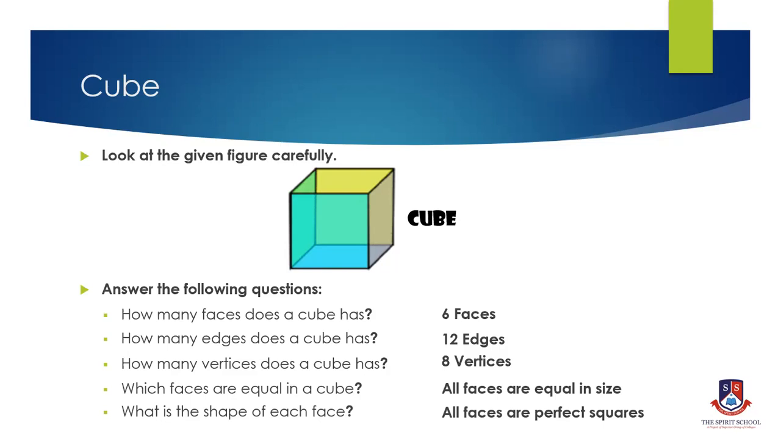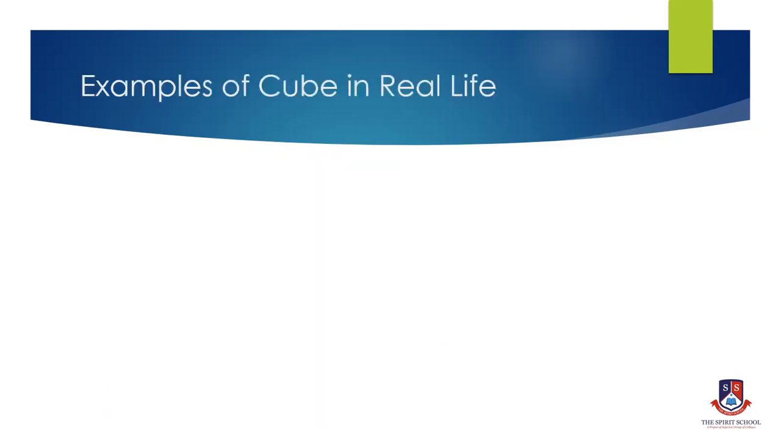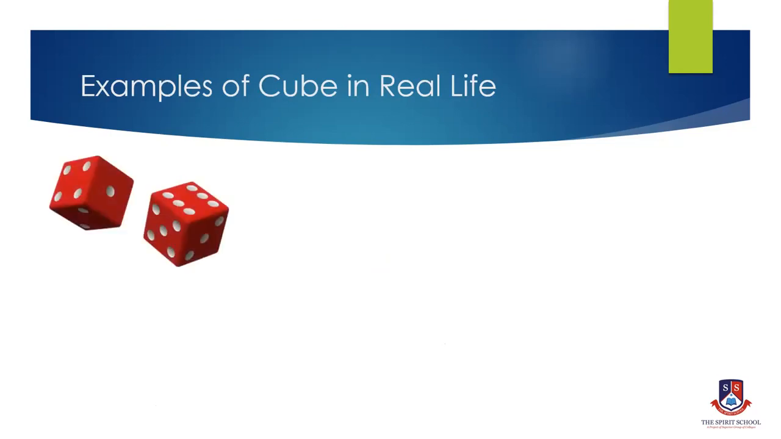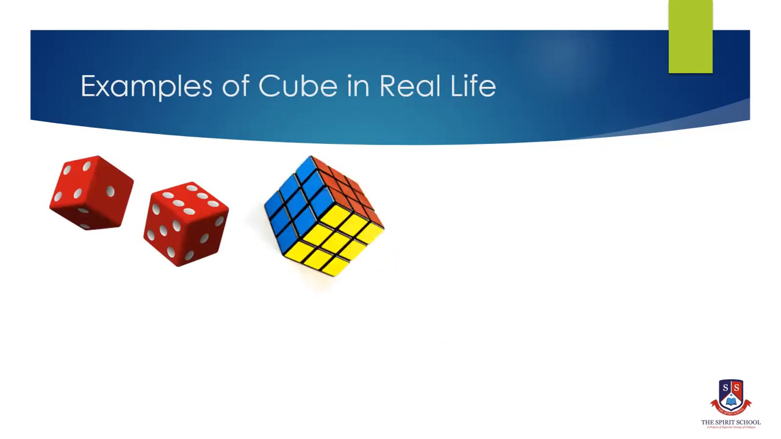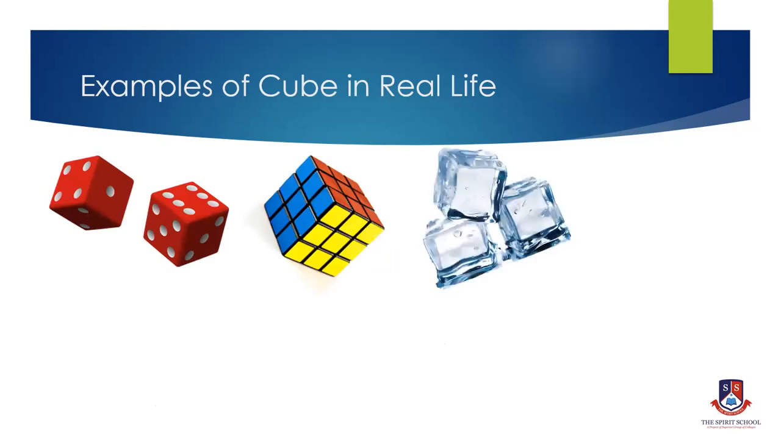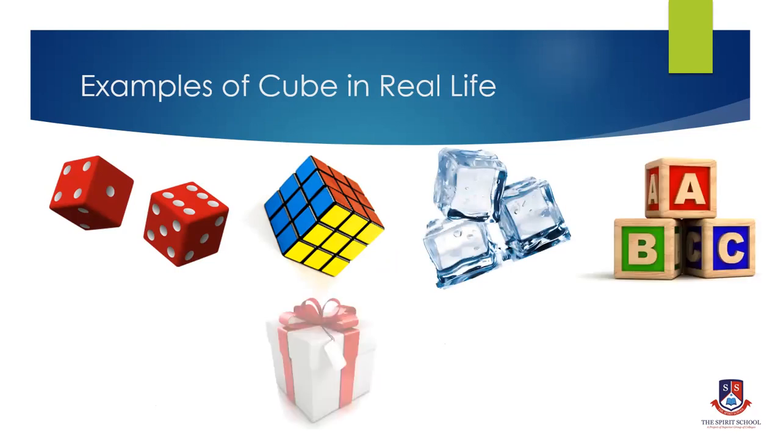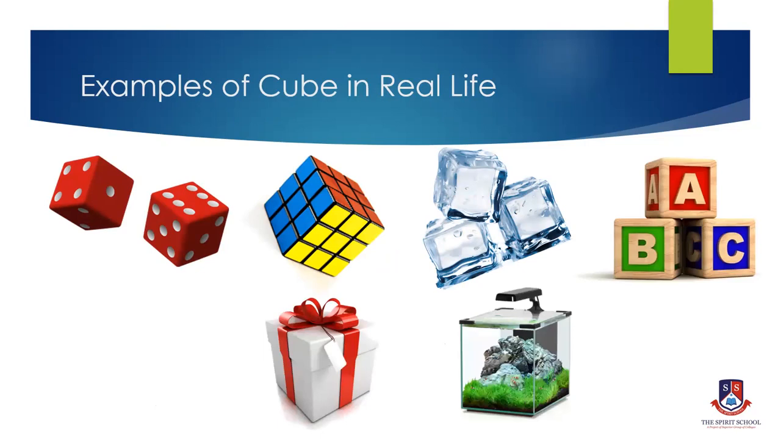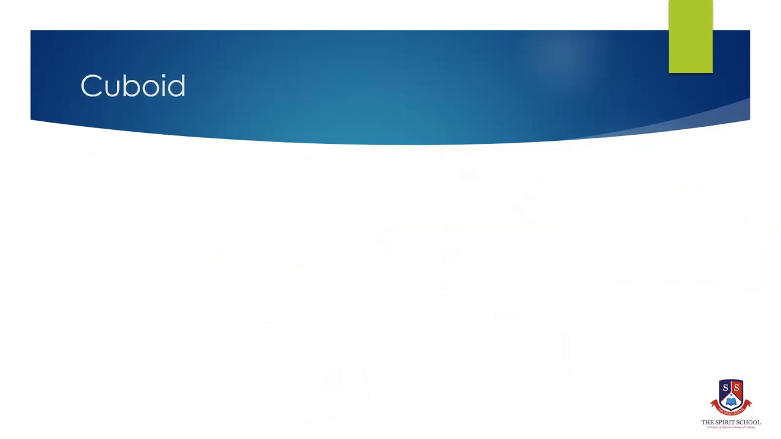So basically, this is the cube, and we can find examples of cube in real life. For example, dice, which is used in Ludo, is a very good example of a cube. Similarly, the cubic puzzle is also an example of a cube. Similarly, the ice cubes, the alphabetic cubes, your gift pack are mostly cubic, and the aquarium can also be a cube in your home. So next we will see what is a cuboid.